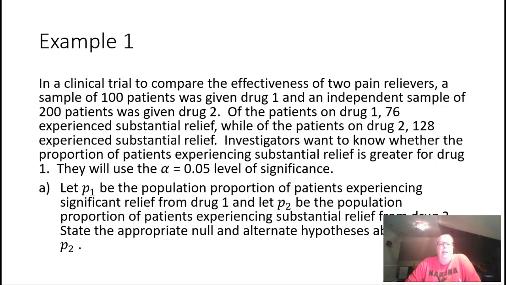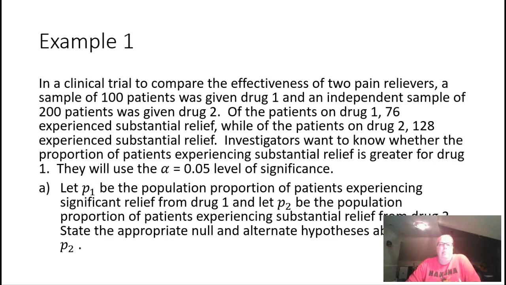Example 1. In a clinical trial to compare the effectiveness of two pain relievers, a sample of 100 patients was given drug 1 and an independent sample of 200 patients was given drug 2. Of the patients on drug 1, 76 experienced substantial relief, while of the patients on drug 2, 128 experienced substantial relief. Investigators want to know whether the proportion of patients experiencing substantial relief is greater for drug 1. They will use the alpha equals 0.05 level of significance.